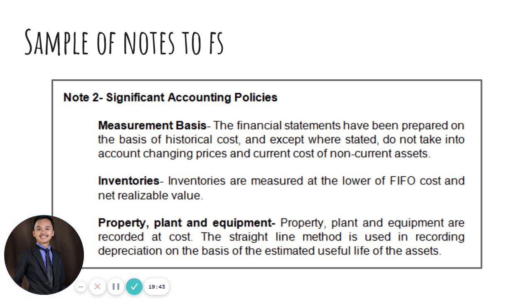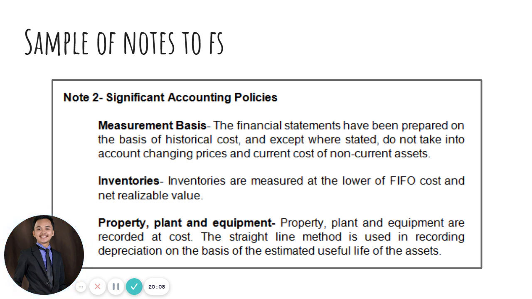So an example of this note is the measurement basis. The financial statements have been prepared on the basis of historical cost. So there is an explicit statement as to the measurement basis. In this case, for example, the FS was prepared based on historical cost, except where stated, and does not take into account changing prices and current cost of non-current assets.